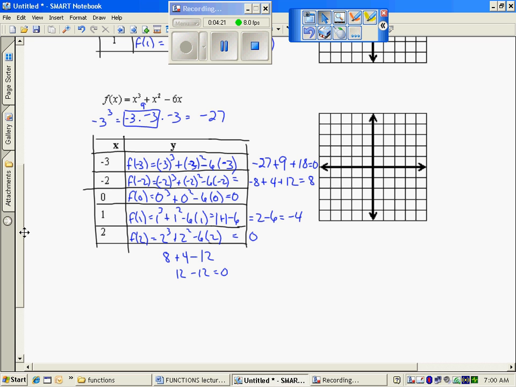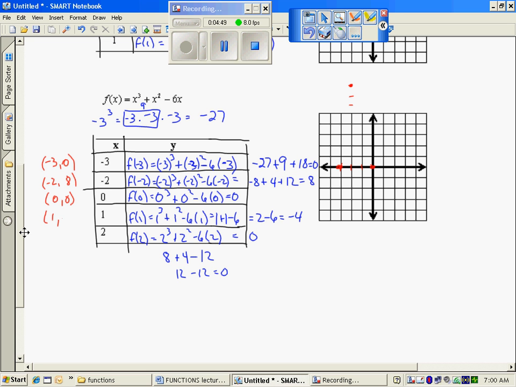Let's plot these ordered pairs. When I input negative 3, we got out 0. So negative 3, 0. Negative 3 was my input, 1, 2, 3, and I got out 0. When I plot the point negative 2, 8, negative 2 in the x and 8, this only goes to 5, 6, 7, 8, so it's going to be someplace up in this location. Third ordered pair is 0, 0, which is the origin.